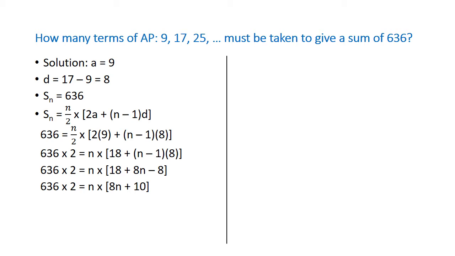Now all the numbers can be divided by 2. So let us divide the entire equation by 2. What do we get? 636 into 2 divided by 2, the 2 cancels, and 636 remains. 8n square divided by 2: 2 1s are 2, 2 4s are 8, so 4n square remains. 10n divided by 2: 2 1s are 2, 2 5s are 10, so 5n remains.